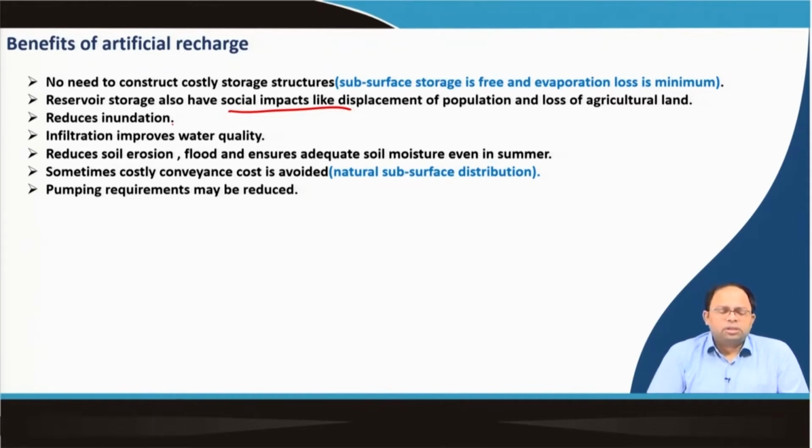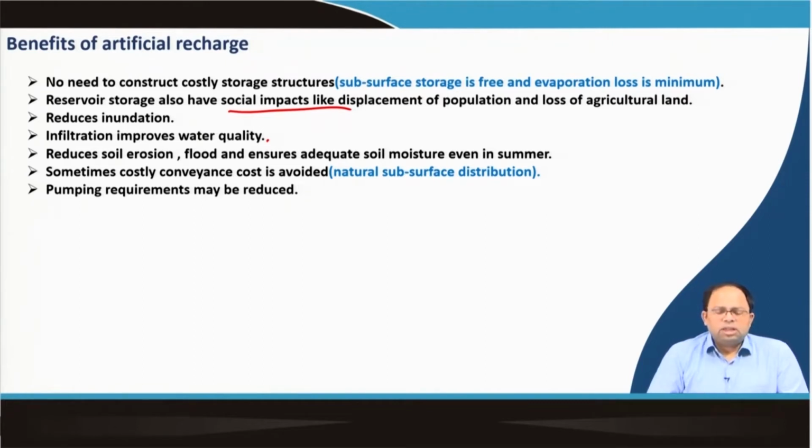Groundwater storage of course reduces the inundation, the flood. If we increase infiltration, obviously the floods would be less, and infiltration also improves water quality. So, when more water from the rain infiltrates, the water volume increases, and the quality of this water is also better, and it reduces soil erosion and flood, and ensures adequate soil moisture even in summer. We have already learned that whenever there is more infiltration, the soil will have more moisture, the flood volume would be less, the soil erosion would be less, and everything is better in that way.